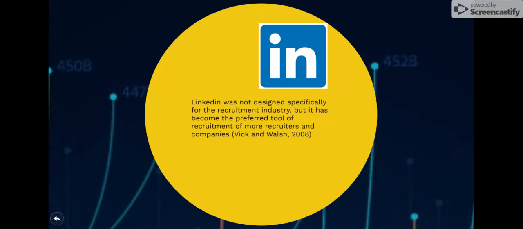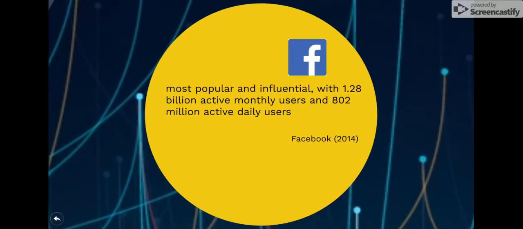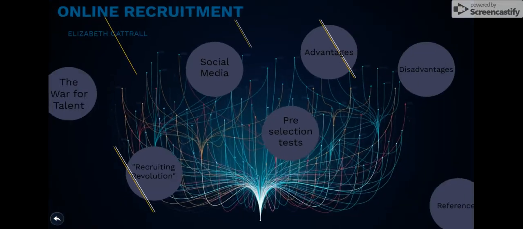LinkedIn was not specifically designed for the recruitment industry, but it has become the preferred tool of recruitment of more recruiters and companies. Twitter is widely used to announce jobs efficiently using hashtags to target specific groups, and Facebook often mediates the online reputation of an organisation and is used to engage people in the brand. Facebook is the most popular and influential, with 1.28 billion active monthly users and 802 million active daily users as of March 2014.